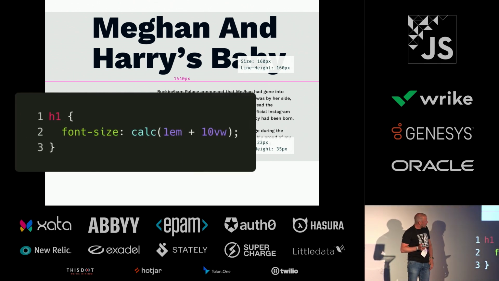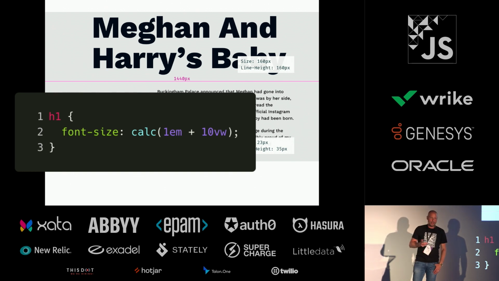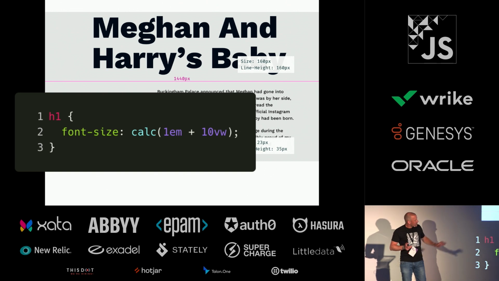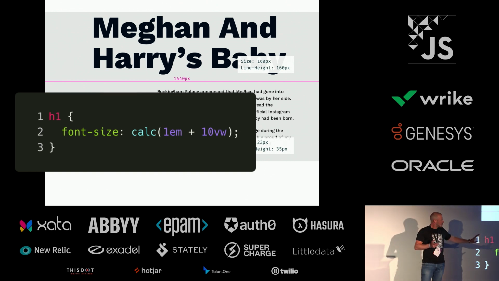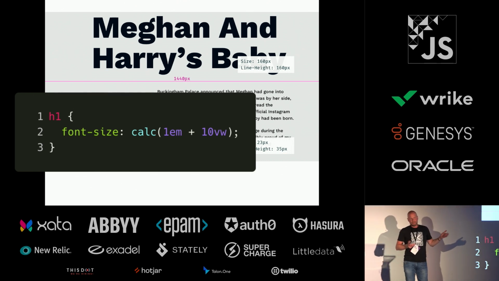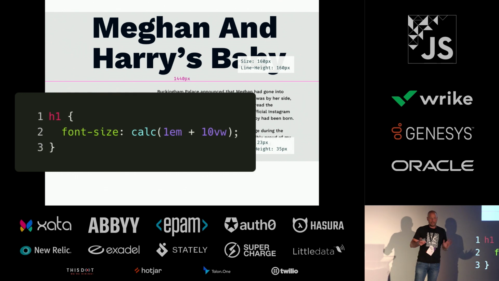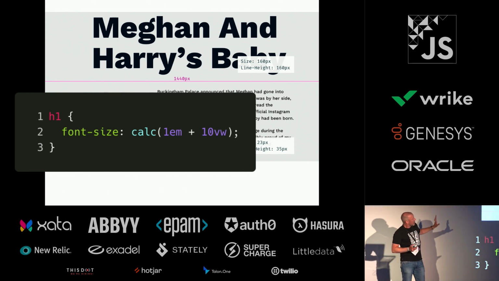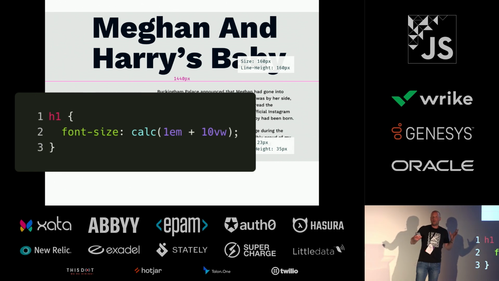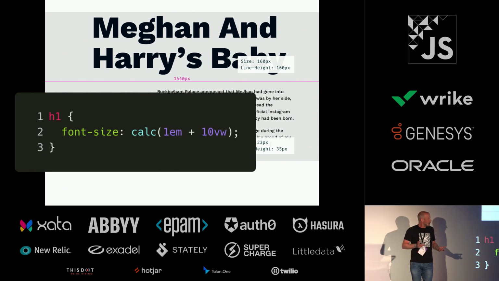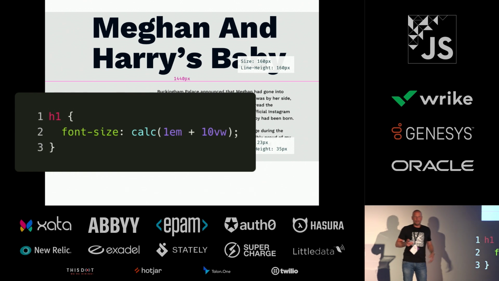We have the font size of 1em plus 10 VW. That's for the viewport width. And the calculation here is for accessibility reasons, so we make sure that the font size will never be smaller than 1em. So that's just here. And this is all we need to have this headline be always quite huge, depending on the width of the screen.